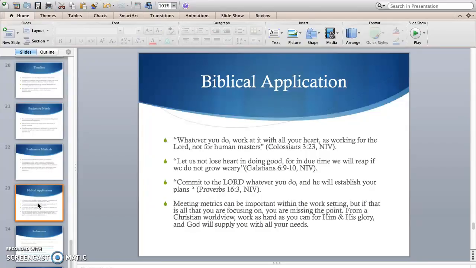So, really, meeting metrics within the healthcare setting can be important, but if that is all that we're focused on, I think that we are missing the point. I think it is far more important, especially from a Christian worldview, to work as hard as you can for Him and His glory, and God will supply you with all of your needs.